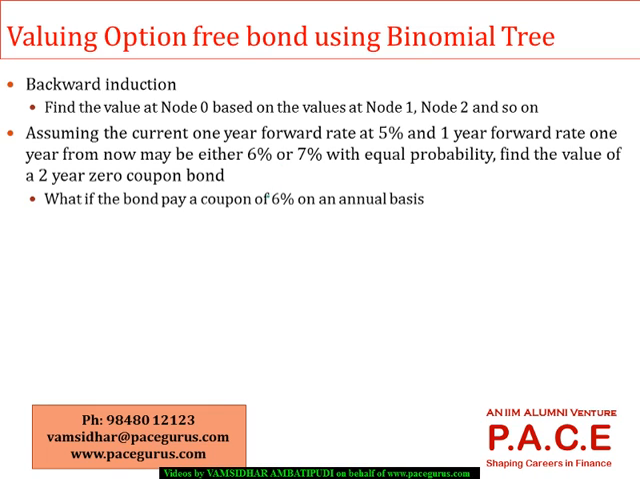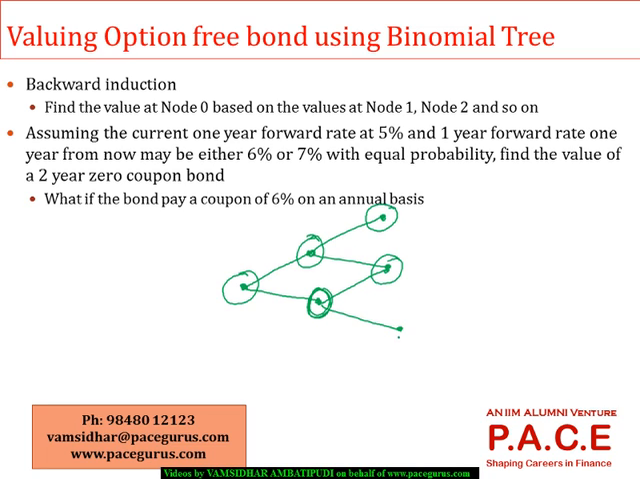The same logic we'll use for bond valuation. This is called the backward induction method, because for valuing the bond as on this date, when I have the interest rates at each of these points, I'll find out the value of the bond. I'll try to find out what are the possible values for the bond as on these dates, and these values are arrived from the possible values of the bond as on later dates.